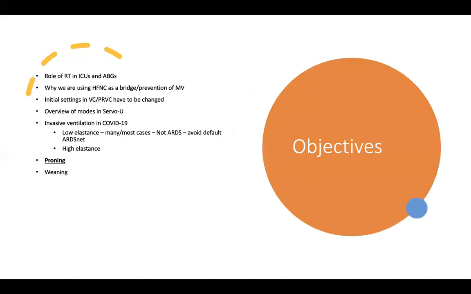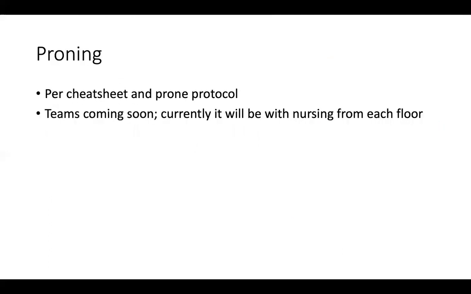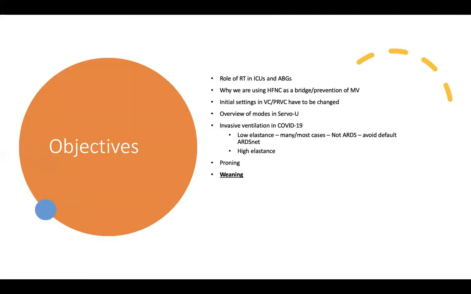So I'm going to end this shortly. I just wanted to put a little bit about proning and weaning and discuss this more in the next discussion. There is a cheat sheet and an order set for proning. Proning is really being done for those people that have severe ARDS, but there may be a role with those that have more focal disease and have a lower lung elastance, high compliance with focal pneumonia. More to come on this.